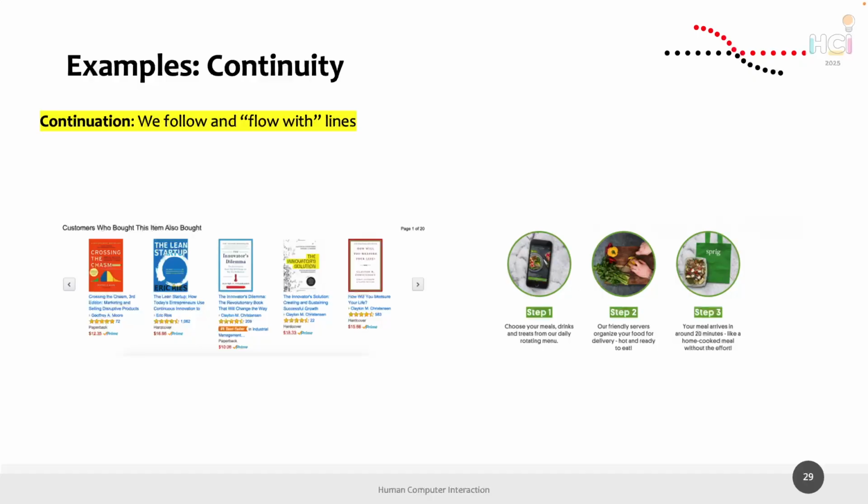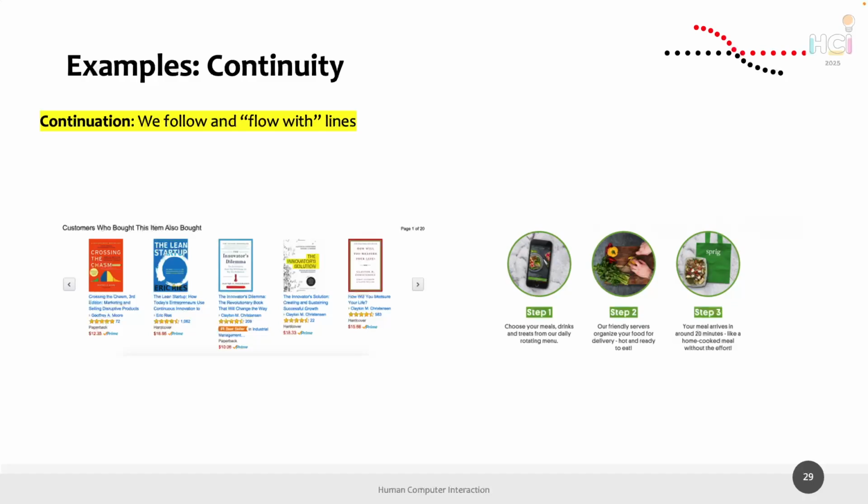Another example, continuation. We follow and flow with lines, and this means in terms of visual design that we tend to follow the items that are visualized in the interface. So for example, what happens if I click here on the arrow? Okay, so the items will probably shift, right? But how many new elements will I see? Someone says 5, someone says 1. It depends. For sure, I will not see probably 10 new items.